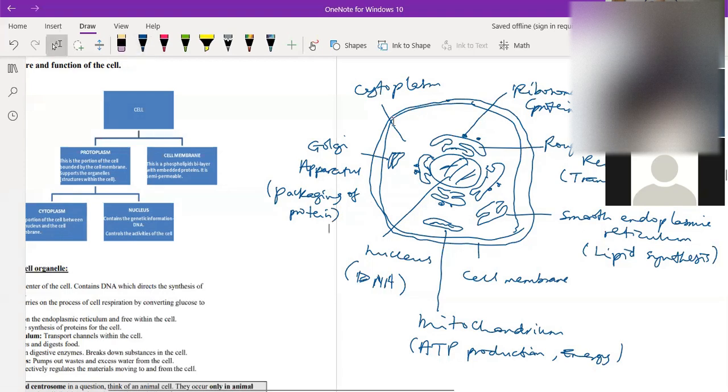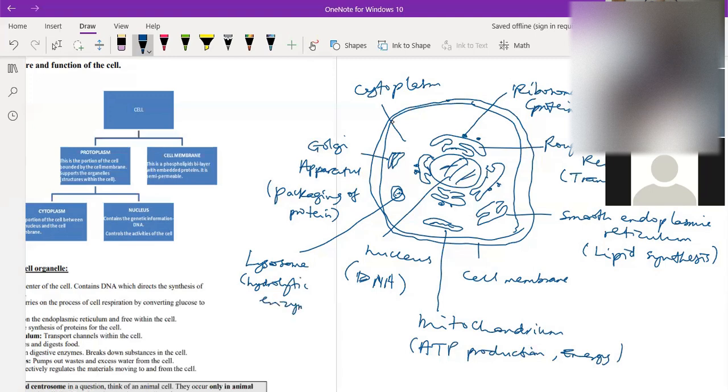And then another thing that you're going to have here, I'm going to put another structure in there. That'll be the lysosomes. The lysosome contains hydrolytic enzymes, enzymes that break down substances within the cell. Okay. All right. So these are some of the structures that you see in the cell that are good to know about.